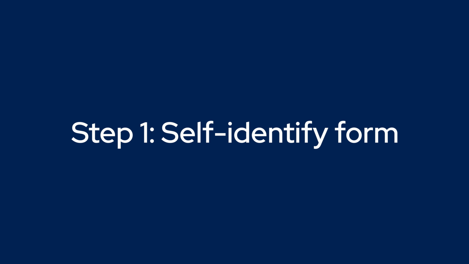Your first step is to self-identify as a student with a disability requesting accommodations. Self-identify means that you recognize you have a disability and you'd like to request accommodations for participation in your courses and programs. For more information on the self-identification process and to fill out the self-identification form, please use the links in the video description below.